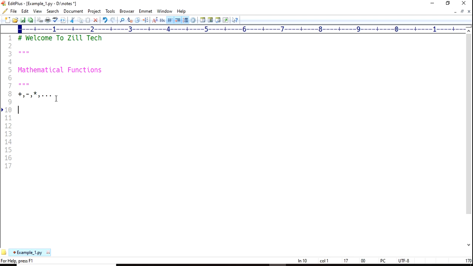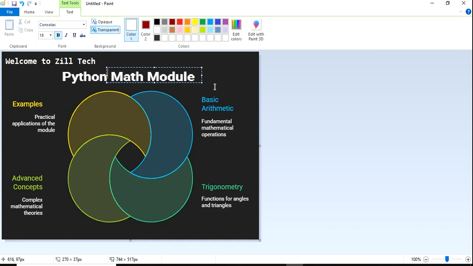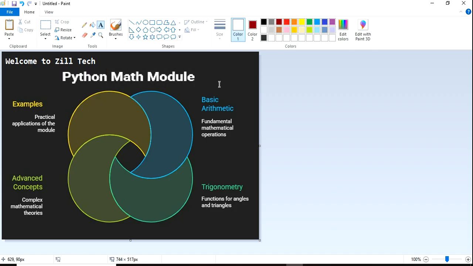If I want to find the square root of a number, or a power, or a factorial, or a log, exponential, or trigonometry functions, if I want to work on these types of mathematical calculations, then we need to go for mathematical functions. In Python, to perform that, we have the math module. In that module we have a list of functions.